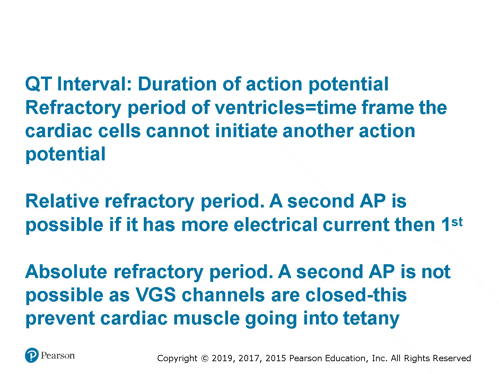The absolute refractory period occurs first; no new action potential can form because the voltage-gated sodium channels are closed. This mechanism prevents the heart from entering tetany, or continuous contraction. Following this phase, the relative refractory period allows a second action potential to occur, but only if the stimulus is strong enough. Together, these phases ensure rhythmic, controlled heartbeats and protect the myocardium from erratic electrical activity that could disrupt normal rhythm.